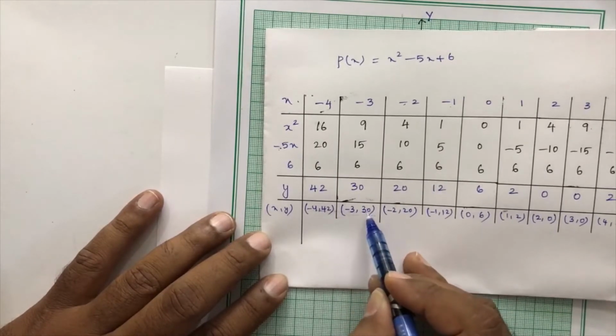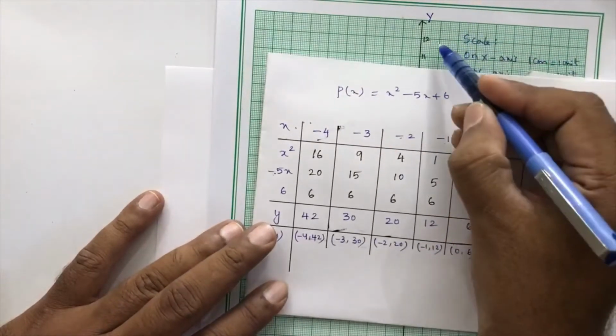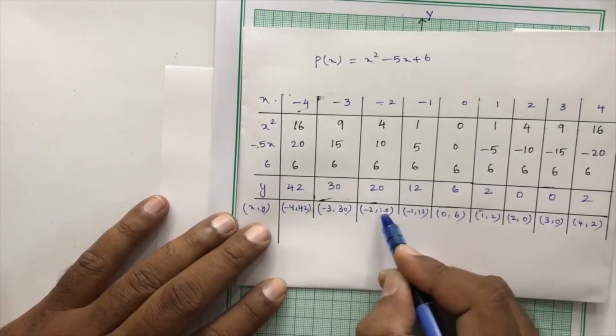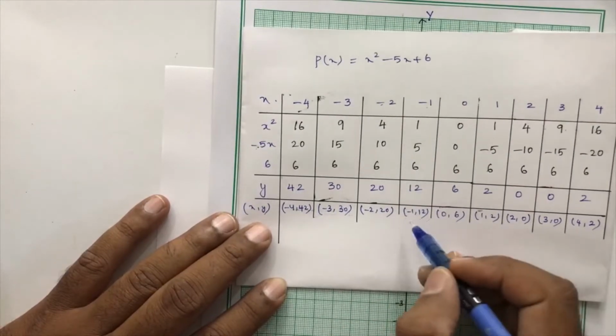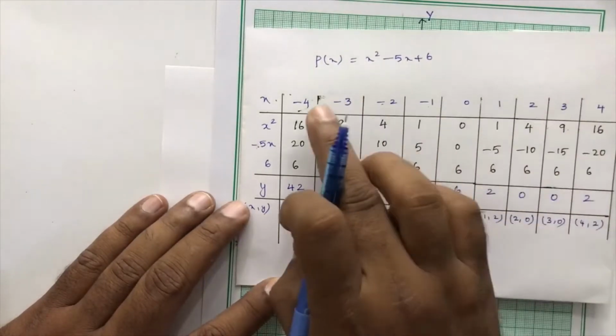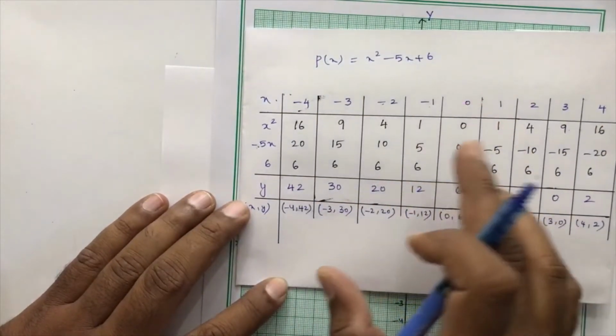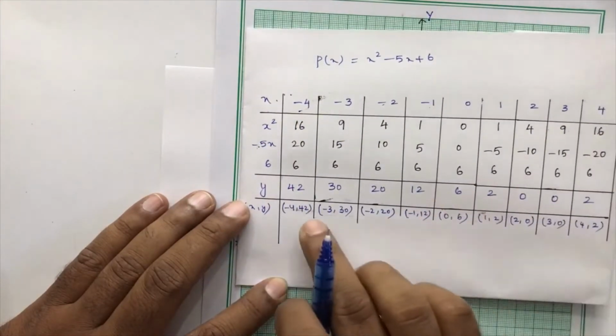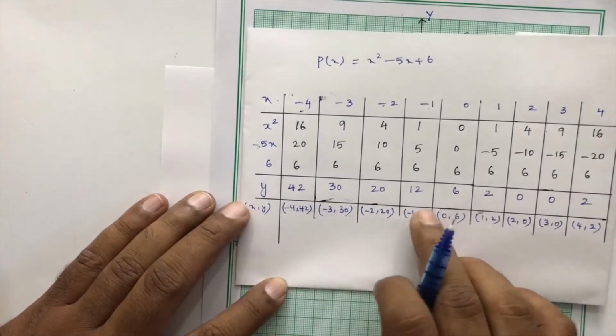Next, minus 3, 30, this also I'll skip because I don't have 30. I took 1 unit, so the highest value I have is 12. Minus 2, 20, this also I'll skip. Why did I take these values? For all the graphs I'll take from minus 4 to plus 4, so there is no need to remember which values to take. If I get the highest values, I'll skip the remaining and just plot.